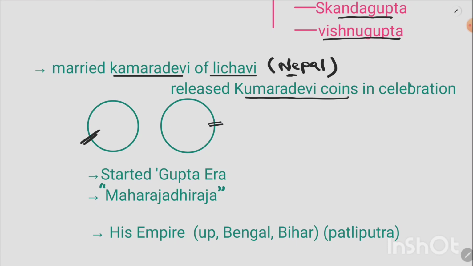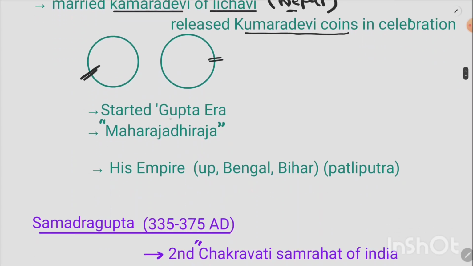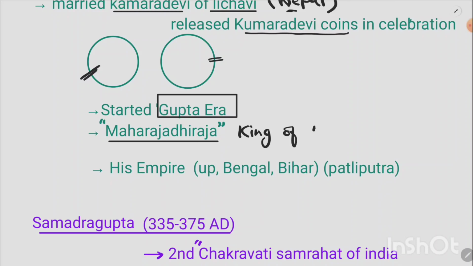Also, what's important about Chandragupta first is that he started the Gupta era. Another most important fact about Chandragupta first was his title. He was known by the name Maharajadhiraja, that is, the emperor of emperors, or the king of kings. It is important to remember who was given the title Maharajadhiraja: it was Chandragupta first. Now, the territories in which he ruled include present-day UP, Bengal, and Bihar. And what was the capital of Chandragupta first's empire? It was Patliputra. As I already told you, the main capital was Prayag, but the capital of Chandragupta was Patliputra.